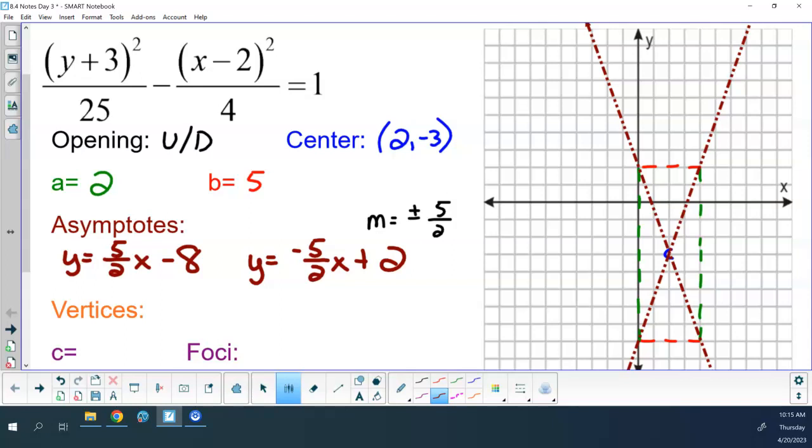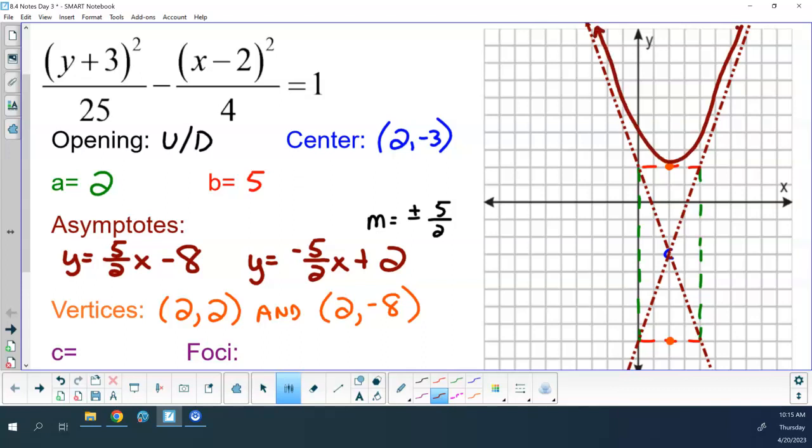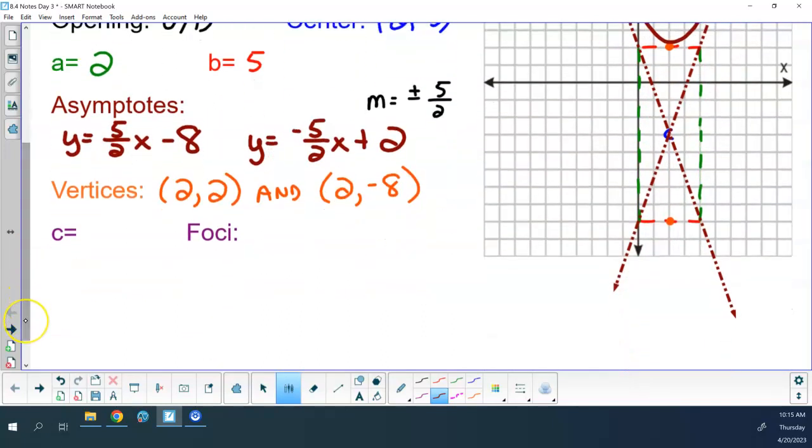Since it opens up and down, that means that our vertices are top and bottom edges of the box. So that would be at the points 2, 2, and 2, negative 8. Agree with that? That then allows us to draw in, scroll down a little bit here.